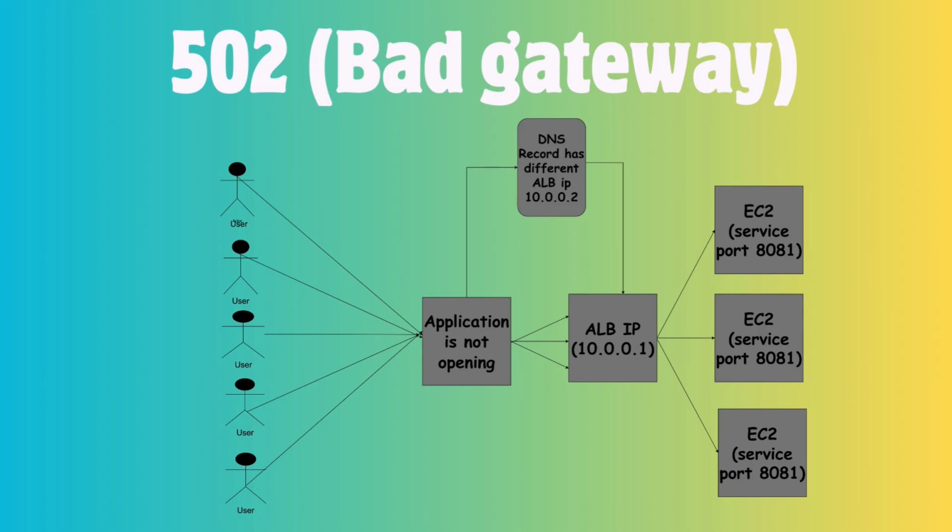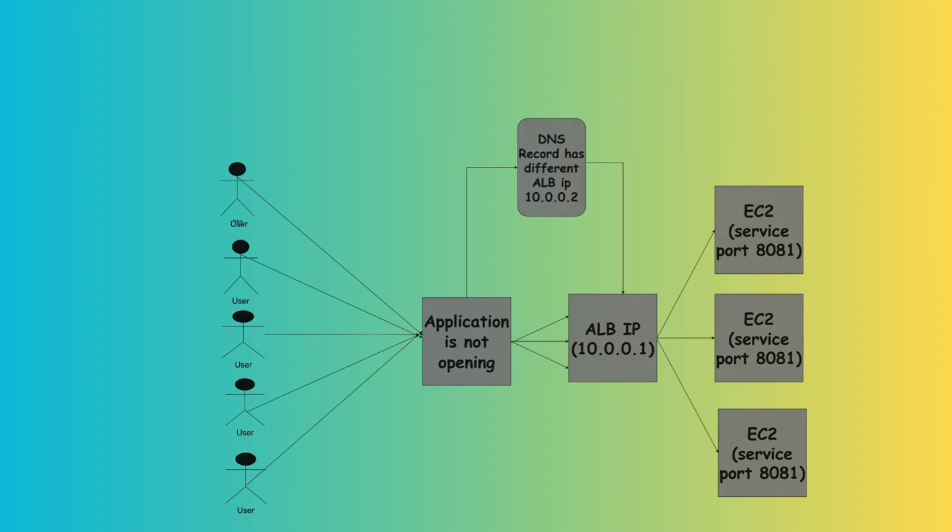So this seems to be completely a misconfiguration. So what he has done finally, he might have updated the correct IP. So ALB is having 10.0.0.1 and the DNS record is having 10.0.0.2. So he updated it with 10.0.0.1 in DNS. So once he rectified it, obviously the issue would have got fixed.